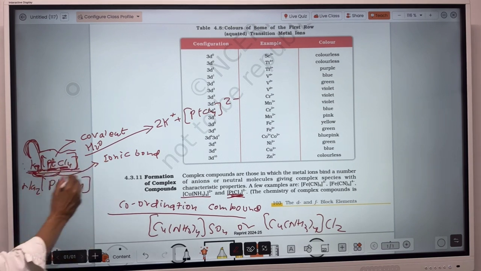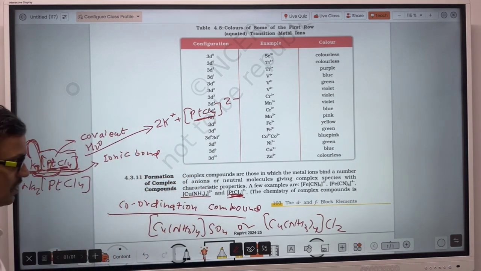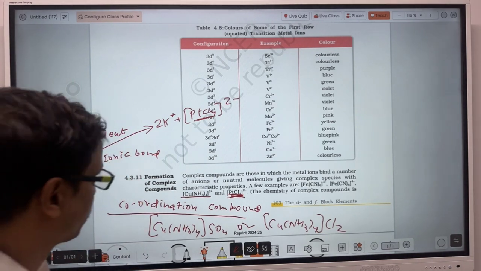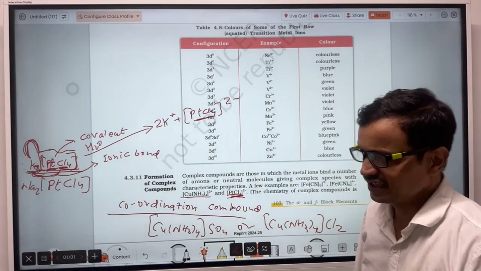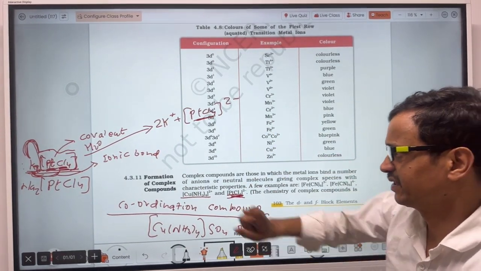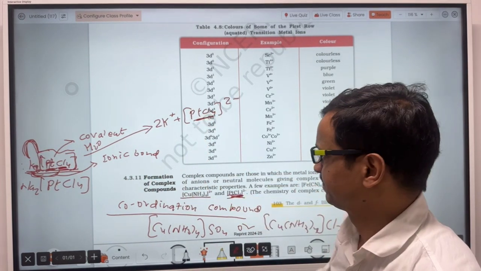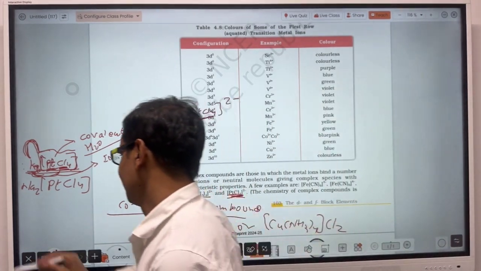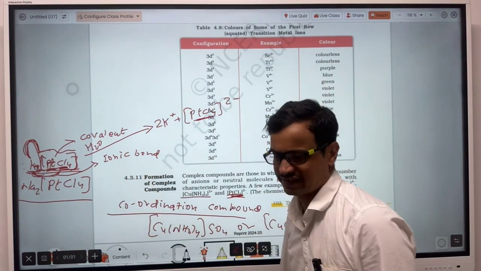So that's why the bonding between platinum and chloride will not dissociate. When this compound is dissolved in water, the bonding between platinum and the chloride ion will not dissociate, but the bonding between the potassium and the whole of this sphere will dissociate.